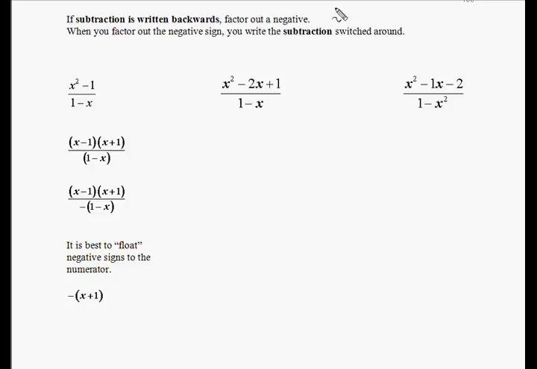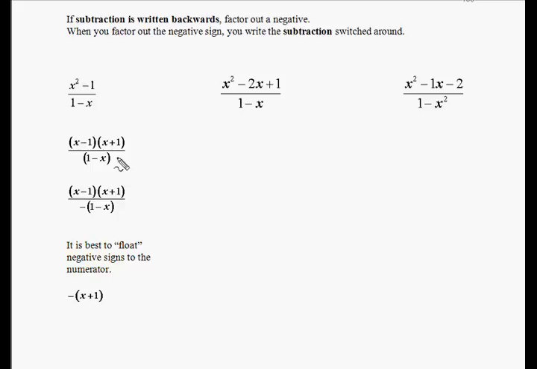If subtraction is written backwards when you're trying to reduce your fractions, factor out a negative. When you factor out a negative sign, write the subtraction switched around. So in this first example, (x squared minus 1) divided by (1 minus x), I'm going to factor the numerator because of that subtraction sign. It's a difference of perfect squares, so it's (x minus 1) times (x plus 1), and the denominator does not factor, so I just simply put parentheses around that.